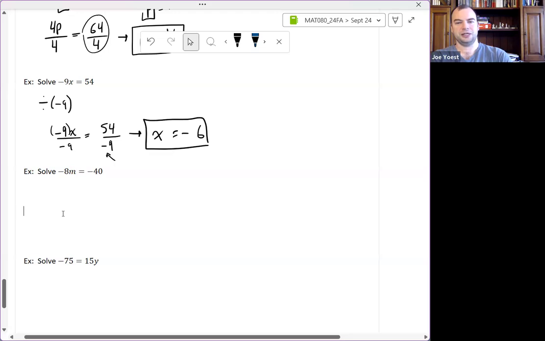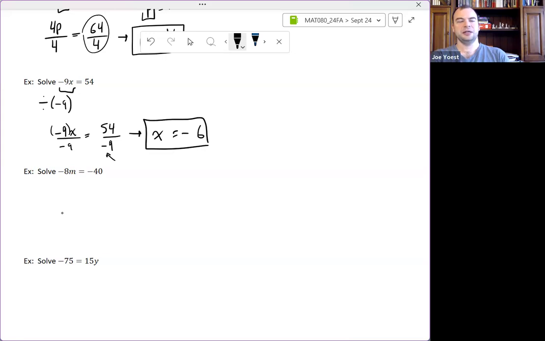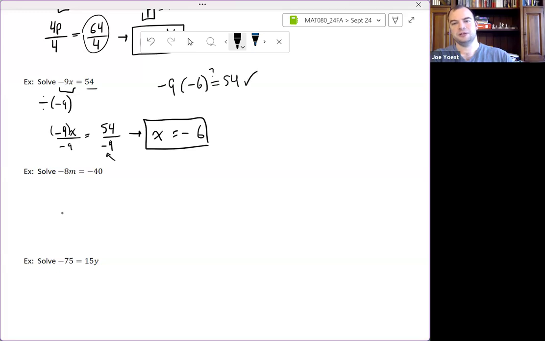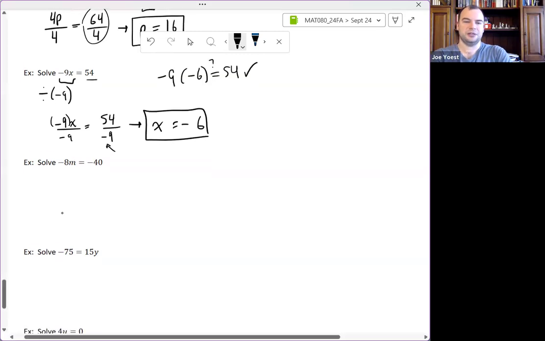So x equals -6, or I can imagine that I have 6 red counters in each envelope. And each of these 9 envelopes is saying, take away the counters that are inside. So I'm taking away 6 red counters 9 times. That's where I get the positive 54. Or I can check, is -9 times -6 equal to 54? Yes, it is. So I've checked that this is indeed a valid answer.